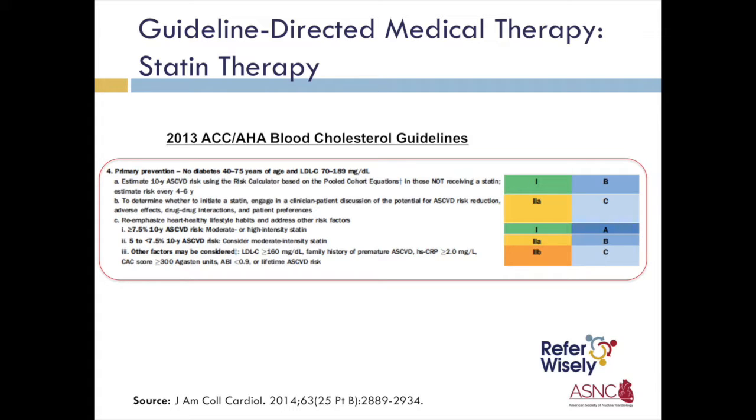Under option 3, you can see that independent of that risk of 7.5% or greater, those with an Agatston score of greater than 300, similar to our patient, may benefit, with a 2B indication, from starting statin therapy.